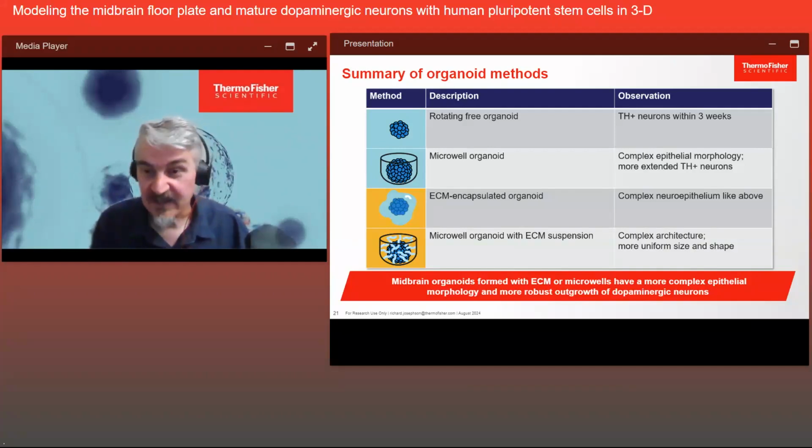Encapsulation led to highly folded epithelia and abundant dopaminergic neurons in some areas of the organoids, whereas the combined microwell and dilute extracellular matrix gave a folded epithelial structure with more evenly distributed dopaminergic neurons. So that last method, the microwell plus ECM, appears to be the most promising. This was confirmed by something that surprised me.